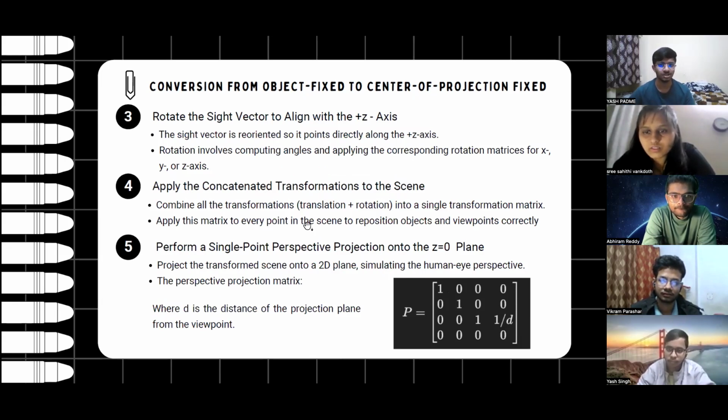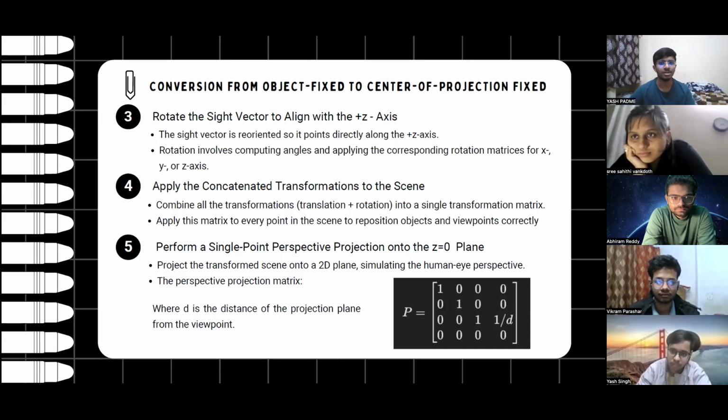Now, once the intersection point is at the origin, we rotate the side vector so that it points directly along the z-axis. This involves calculating the rotation angles and applying the appropriate rotation matrix, such as for rotation around the x-axis or y-axis. This step aligns the viewpoint for proper projection.